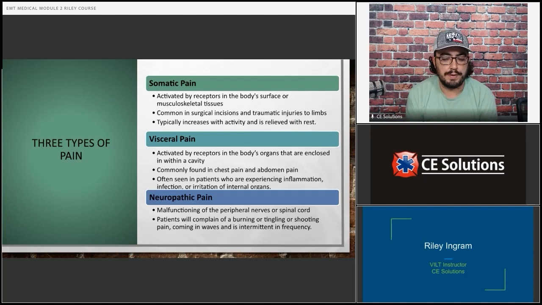All right, so we've got 3 different types of pain. Okay, so we've got somatic pain, which is activated by receptors in the body surface or musculoskeletal tissues. Common in surgical incisions and traumatic injuries to limbs. It typically increases with activity and is relieved with rest.